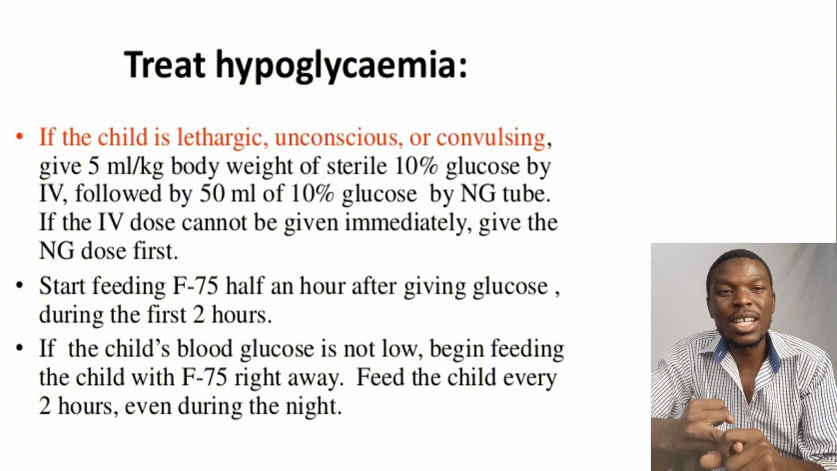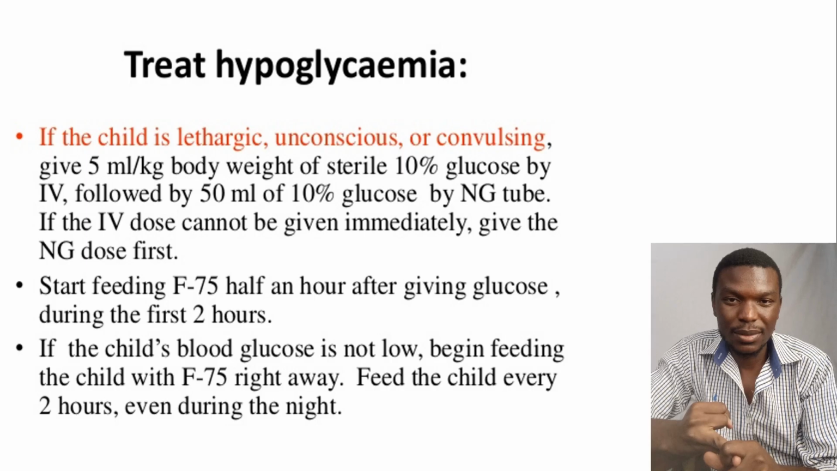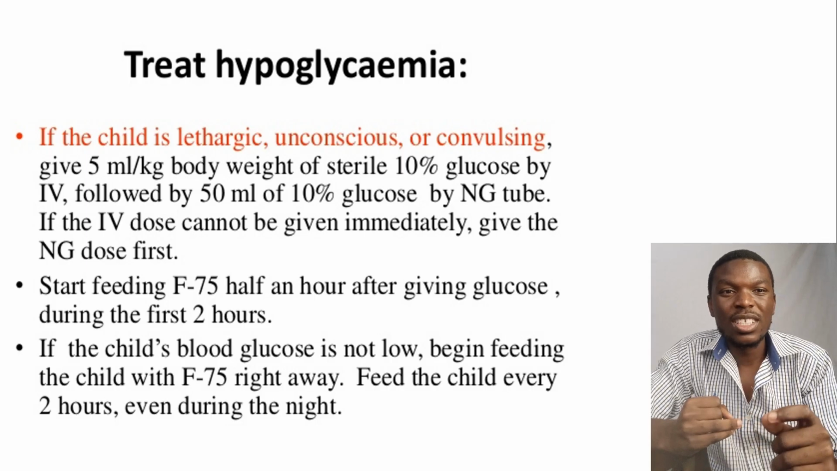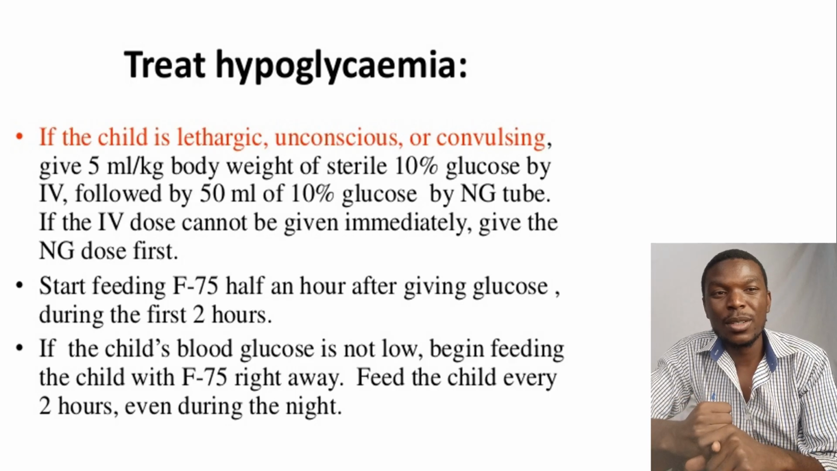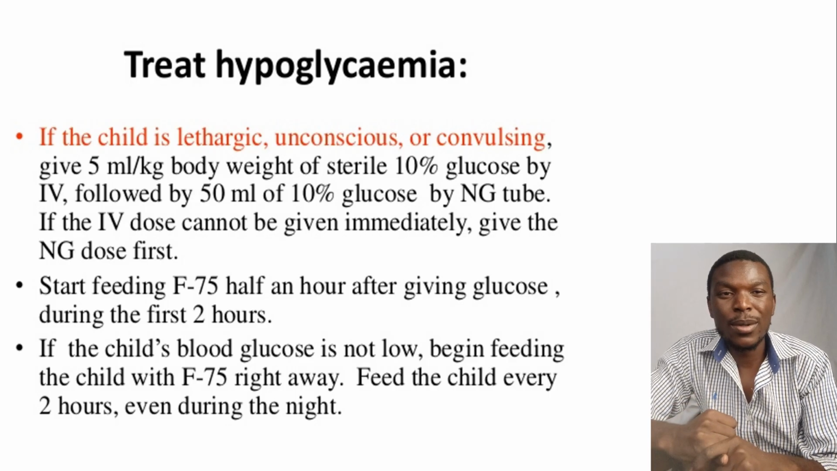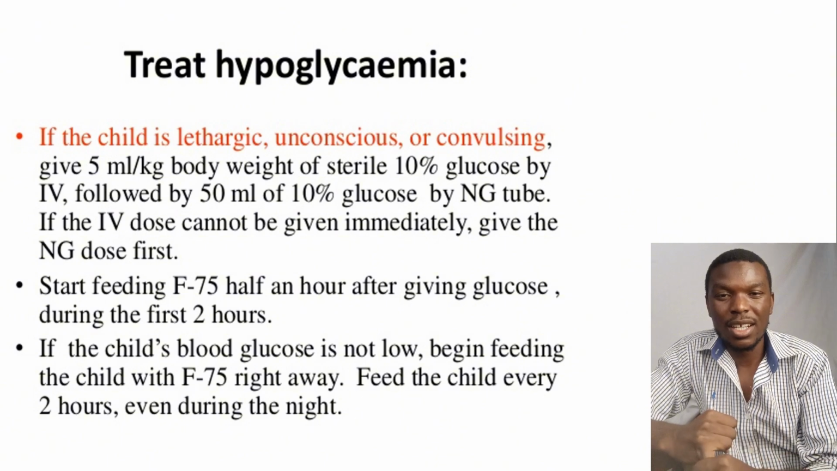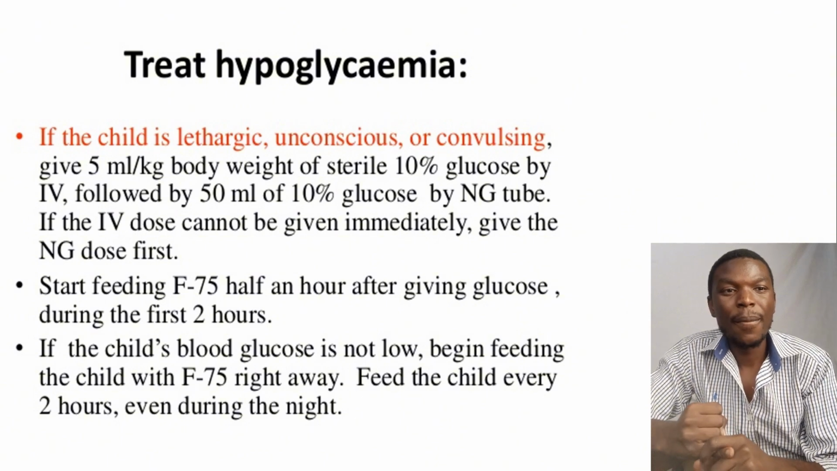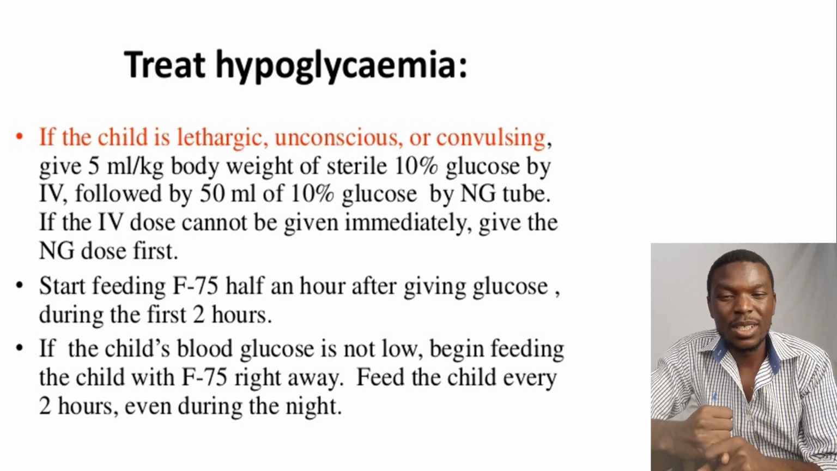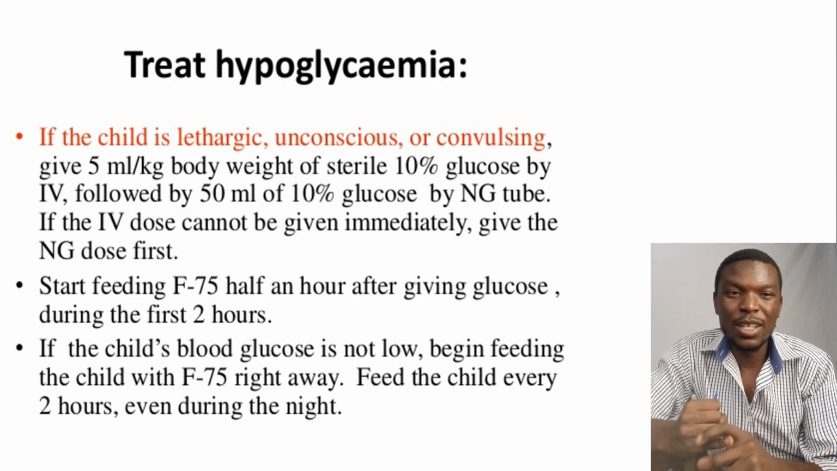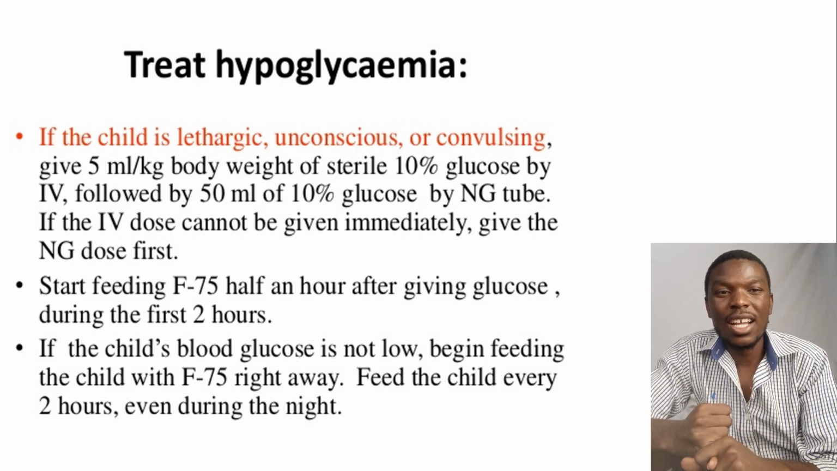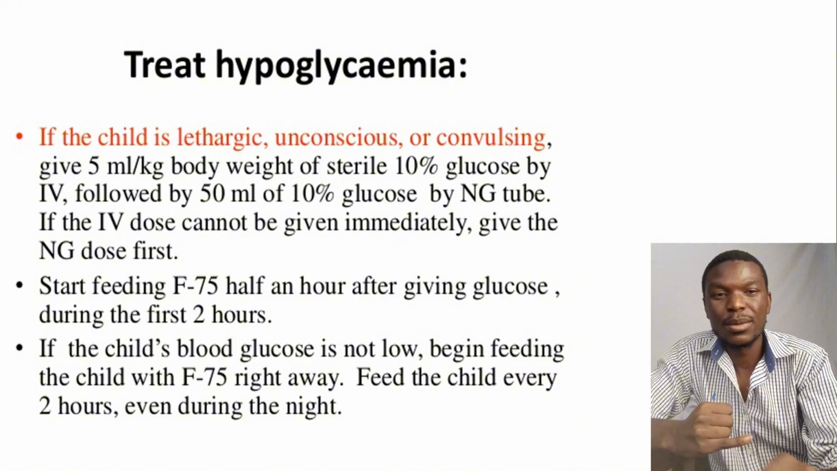If the IV dose cannot be given immediately, we can then give the NG dose first. So in this case, we are dealing with a child who is unconscious. This is why we're going with the IV route. And then after that, when the child regains consciousness and is able to feed, we can start the child on F75 after an hour after giving glucose during the first 2 hours.